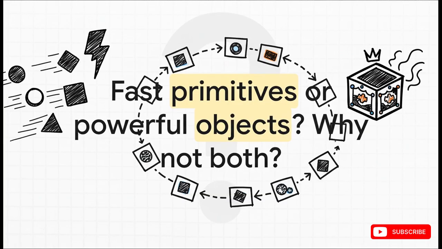So why does autoboxing even exist in the first place? Well, it all comes down to solving this fundamental dilemma in Java. On one side, you've got these lightning-fast, super simple primitive types. And on the other, you have these powerful, flexible objects. What do you do when you need the best of both worlds?